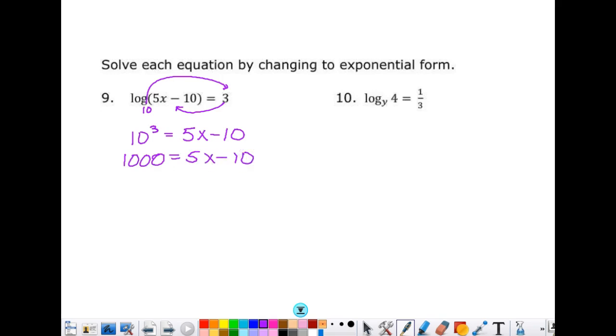Okay, so now we just solve it. So you add 10 to both sides. So you get 1,010. And divide by 5. So what does x equal? Yeah, 202.